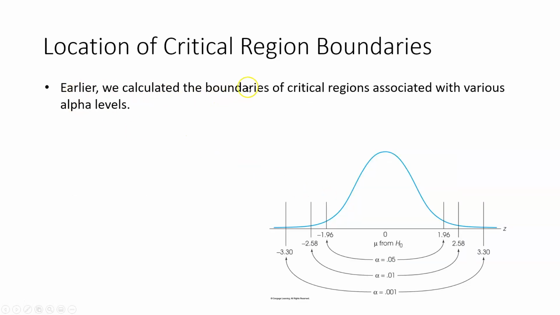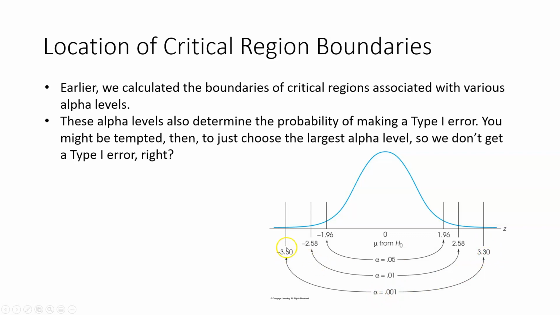So earlier we calculated those boundaries of critical regions associated with various alphas. We said if we have an alpha of 0.05, then here's the critical regions. And if we have an alpha of 0.01, then here's the critical regions. And if we have an alpha of 0.001, then these are the z-scores that bind the critical regions. These alpha levels also determine the probability of making a type 1 error.